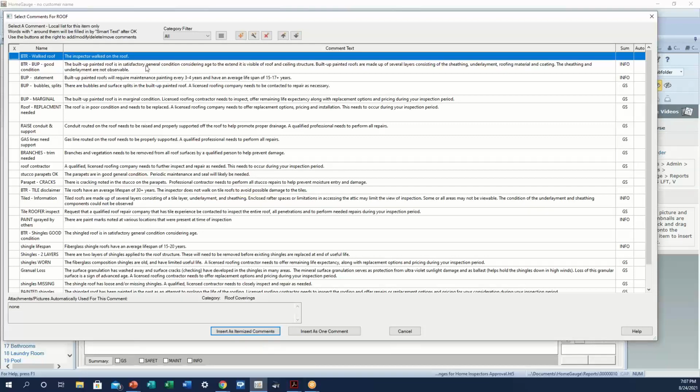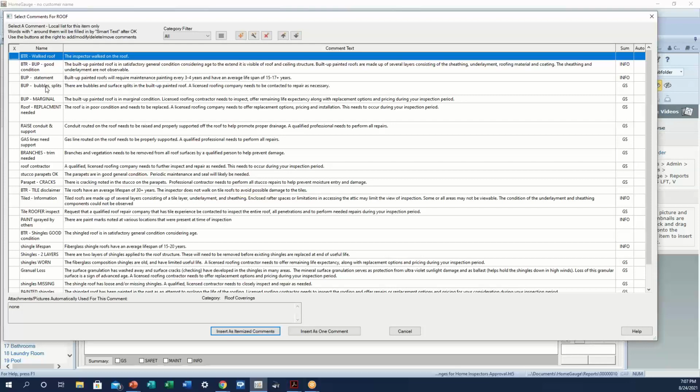The built-up painted roof is in satisfactory condition considering the age to the extent it's visible. You don't have to say all that. You can just say satisfactory. That's what the Technical Board of Registration says, and you can just move on. If you like to get hired a lot, then you'll put more writing in your report.